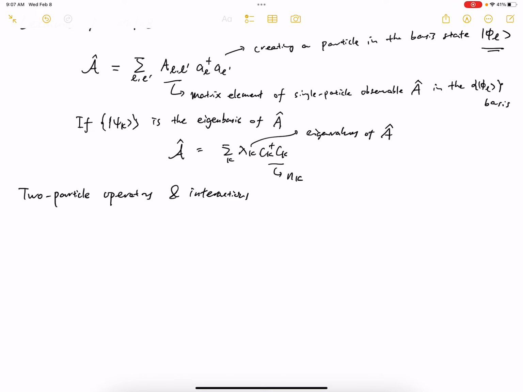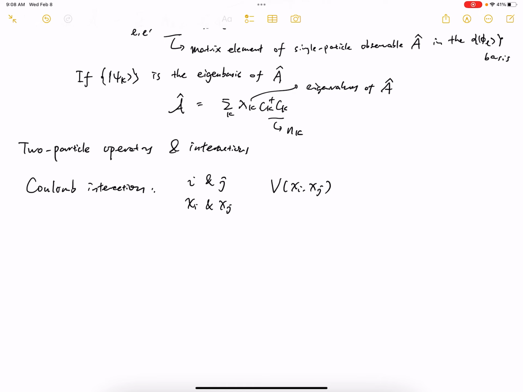For example, we can consider the Coulomb interaction between two charged particles. Suppose we have two particles, i and j, with positions x_i and x_j. Then the Coulomb interaction is given by some function V of x_i and x_j. Of course, here x_i and x_j should be operators. This is what we learn in undergraduate quantum mechanics: all the positions should be given by position operators. But I'm not going to put a hat on it, just for simplicity.